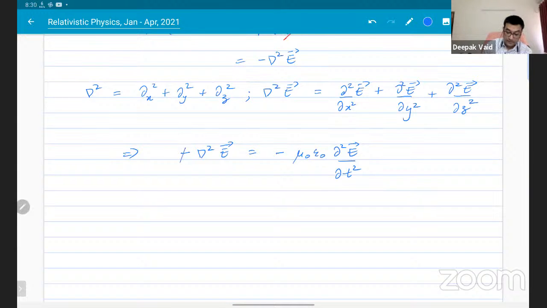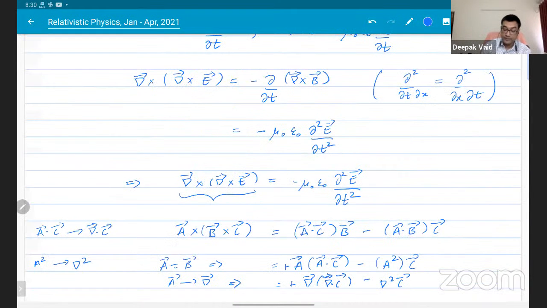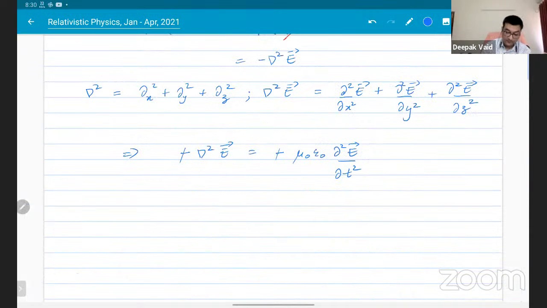So we get plus, right? And yes, we can check that this is the wave equation, and since I get the wave equation, then tracing my steps back, I know that I got the correct sign here. Okay.